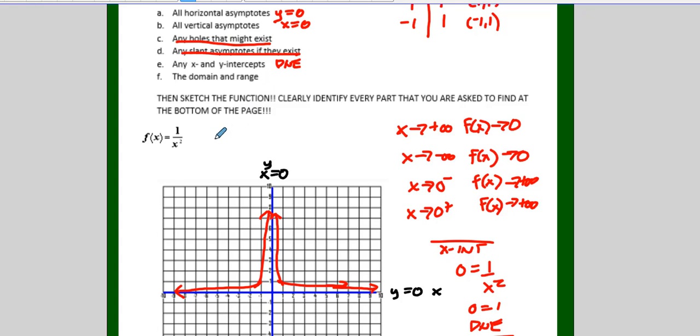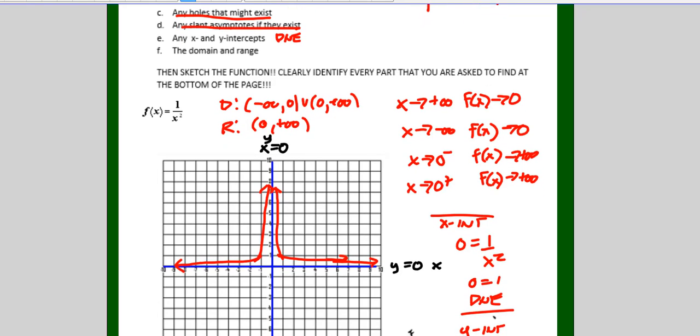The domain and range: you can see the domain again. If I come this way, it's negative infinity, but it breaks at 0, so there's a discontinuity there, then it goes to positive infinity. So the domain is negative infinity to 0, union 0 to positive infinity. The range this time is different, so it doesn't start till 0. It doesn't include 0, so the range is going to be 0 to positive infinity. There are no negative values for this function. So that covers that function.